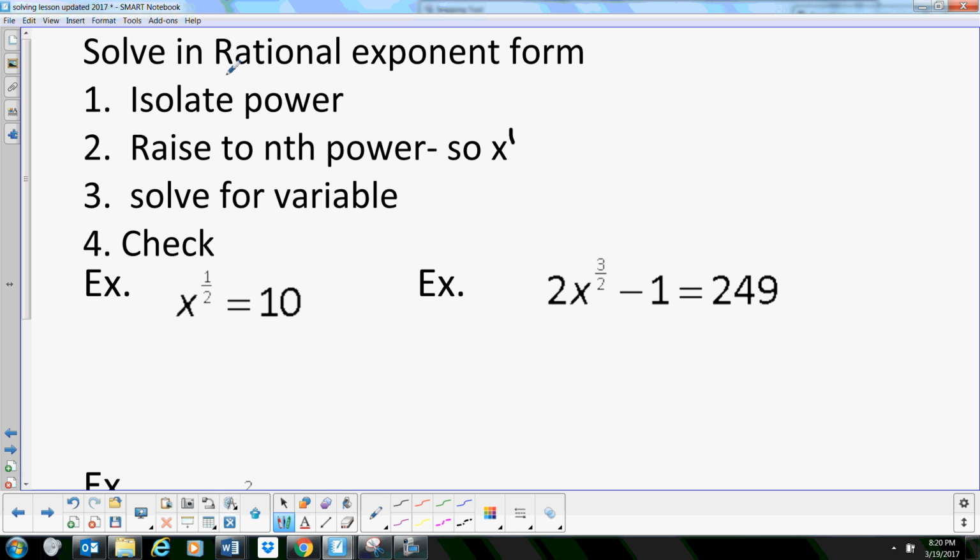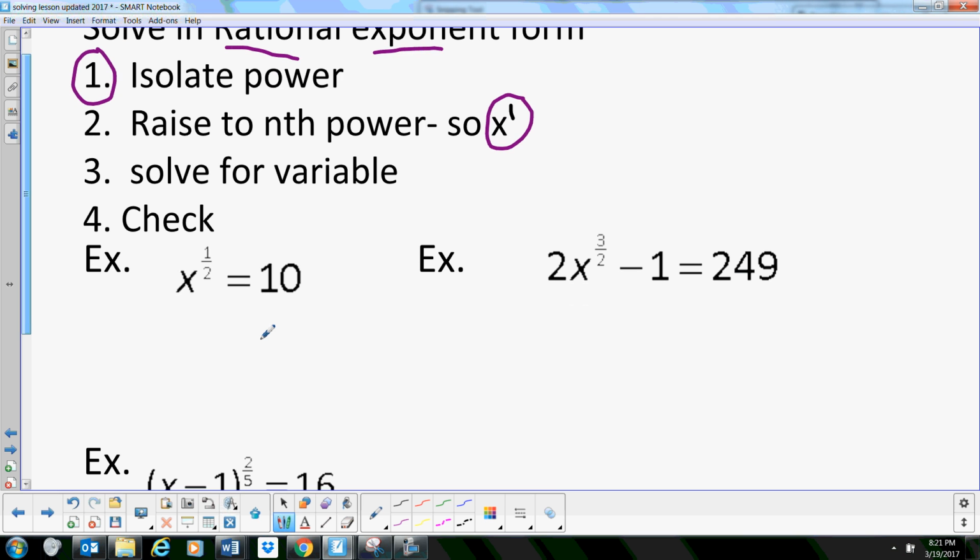Now let's look at it in the form of rational exponents. And rational exponent just means it's a fractional exponent. So what we want to do is walk through these steps. We want to isolate the power, that's the term with the power. We want to raise to the nth power so that x, or whatever is being raised to that power, is to the first power. And then we want to solve.